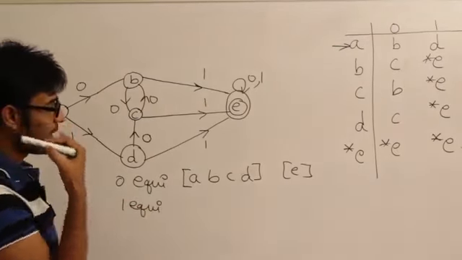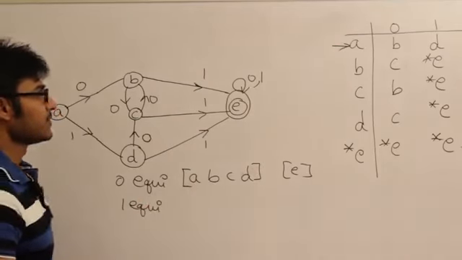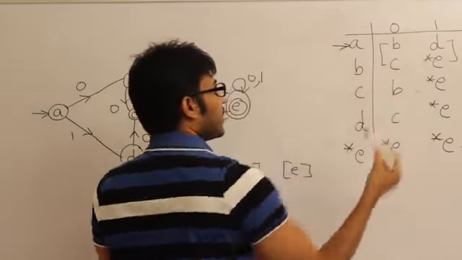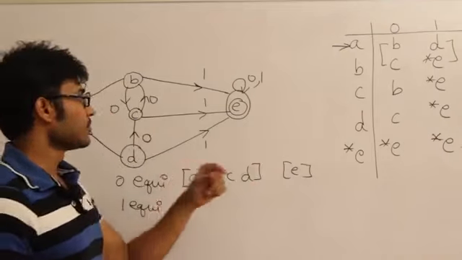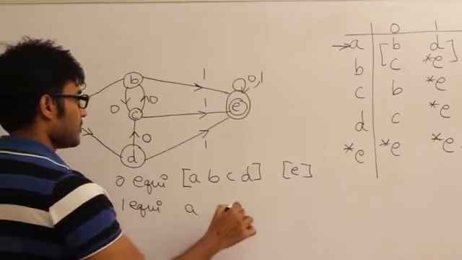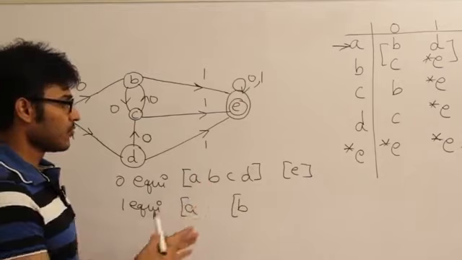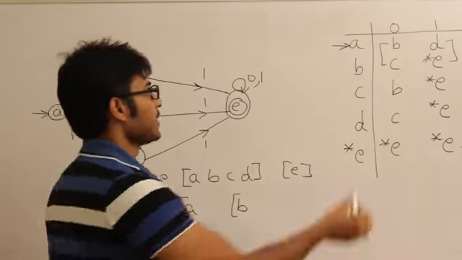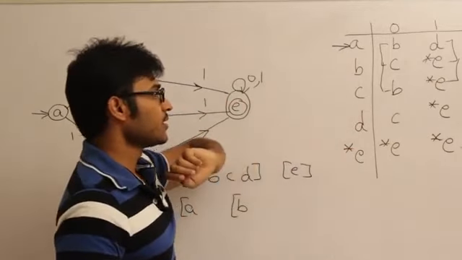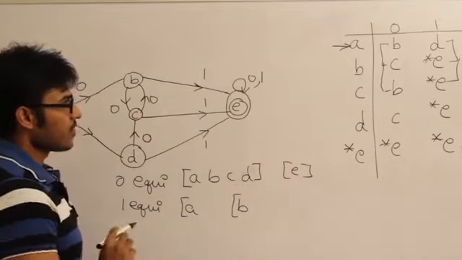is I'll see if any of these states can be written apart. Let us take A, B and C. If I see A and B, they are going to B and C. B and C are in one group, and D is in a different group. Therefore, A and B have to be separated. Now let's check A and C. A and C are going to B and B, yes, they are in the same group, and D and E, again D and E are in different groups. Therefore, A and C are not in the same group.